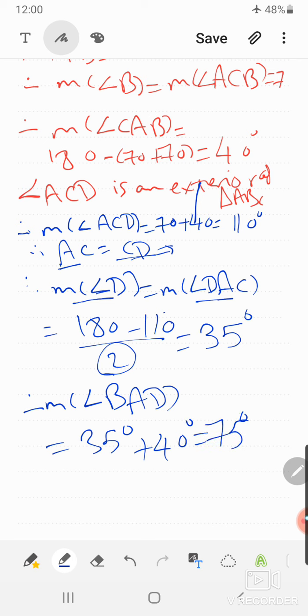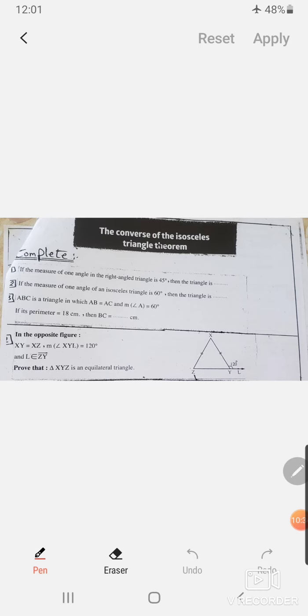Understood till now? Okay. Now let's take some examples about the converse of the triangle. Complete number 1: if the measure of one angle in the right-angled triangle equals 45. First of all, I will draw it. Here you have a right-angled triangle, and one of the angles is 45. Of course, the other one will be 45, so you have 45 and 45. This triangle will be isosceles. Why is this triangle isosceles? Because you have angle equals angle, so side equals side, so it will be isosceles.